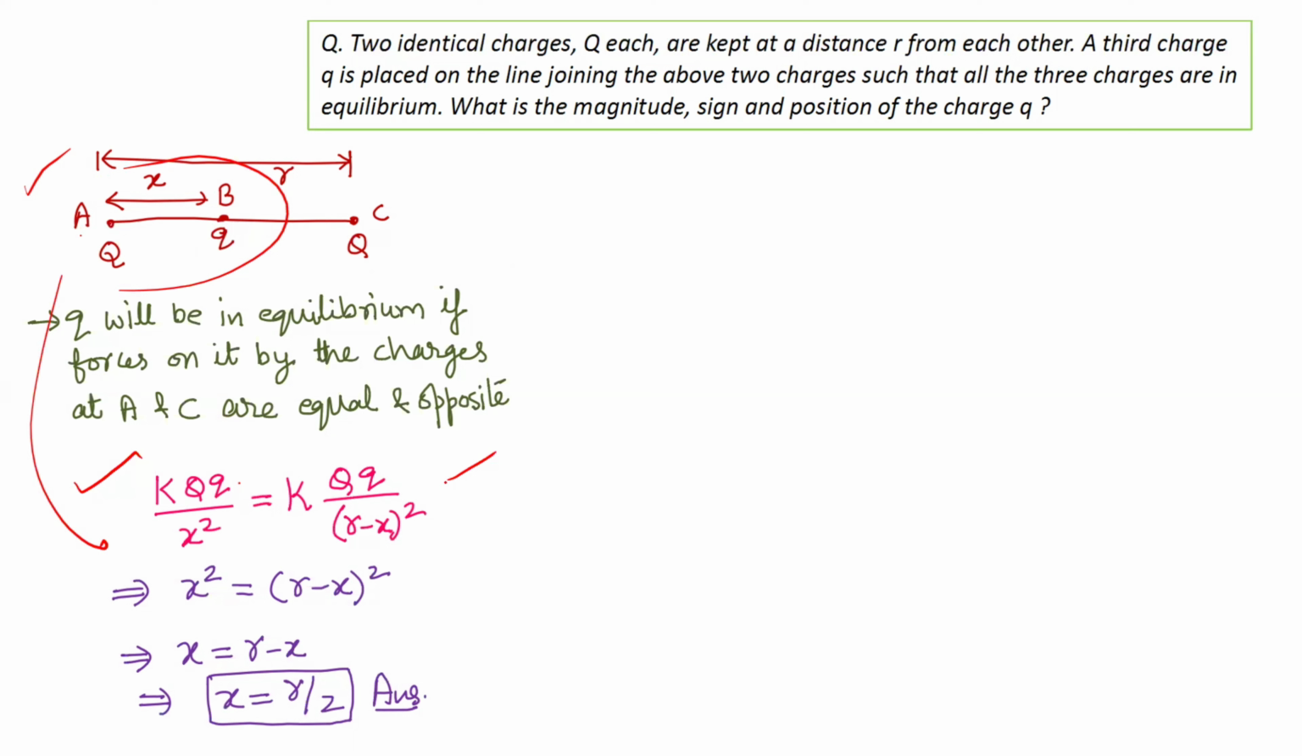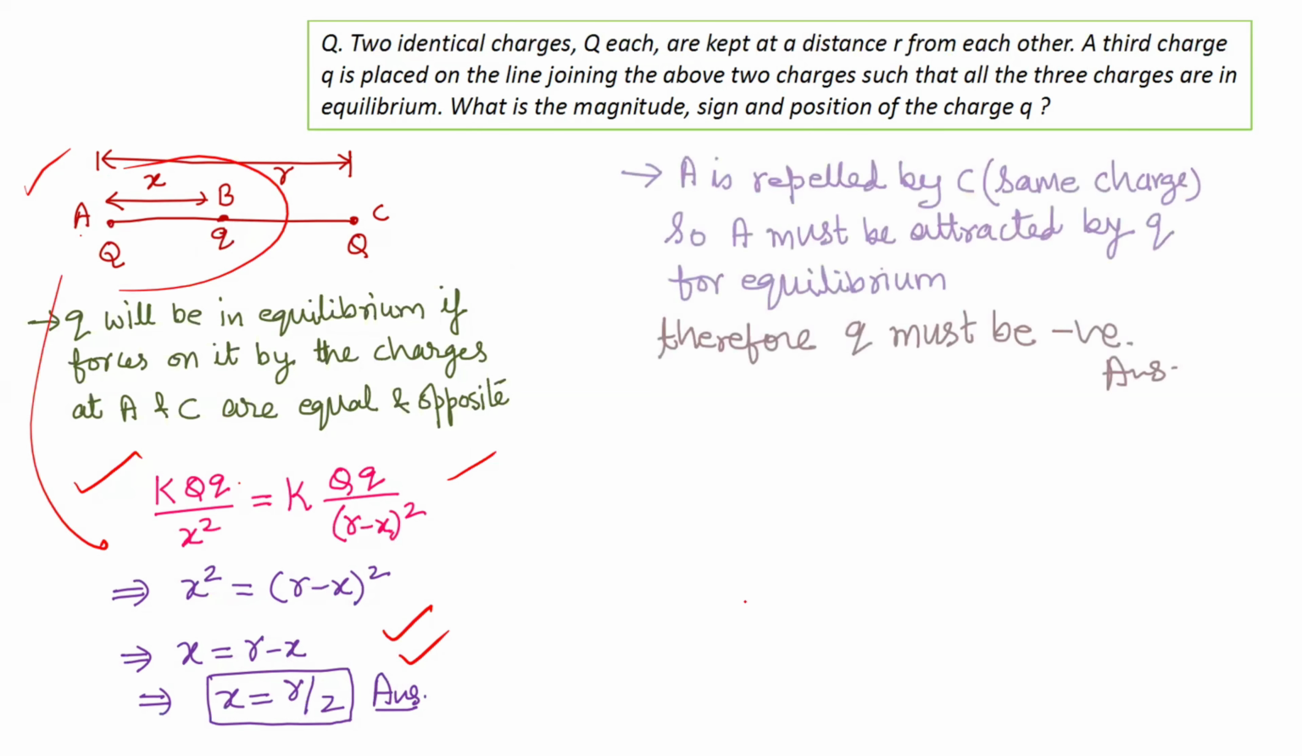From this you can find out the value of x, which is nothing but x is equal to r by 2. So the third charge q must be placed just in the middle of the line joining the centers of the two charges. Now, A is repelled by C because it is the same charge, so A must be attracted by q for equilibrium. Therefore, q must be negative. So for the first part, the answer is this.